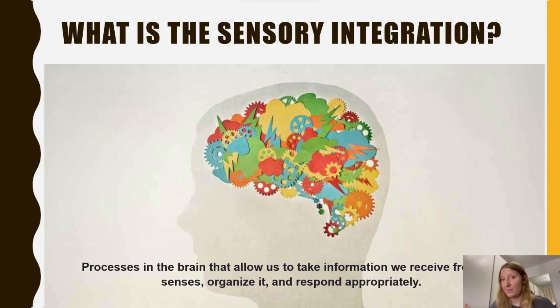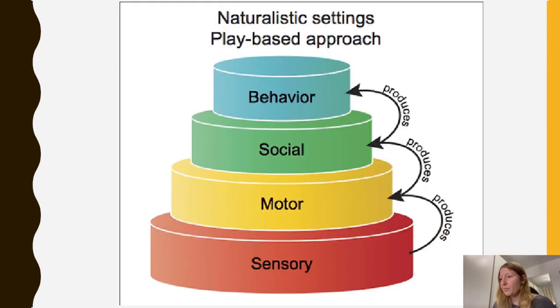So every person is different depending on how they modulate that information in the brain. So sensory integration is exactly that process. It's the process of the brain processing these senses and organizing this information and saying, is this good? Is this bad? Let's do something about it.